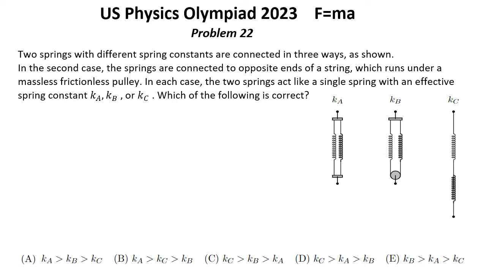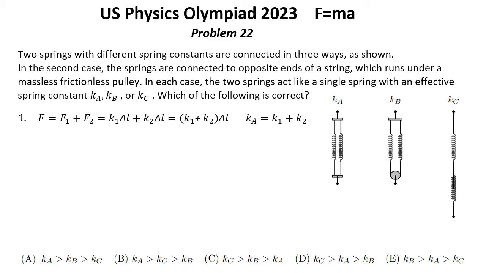Solution for problem number 22. Let the springs have spring constants K1 and K2. In the first case, the forces of the springs simply add. So we have F equals F1 plus F2, which is equal to K1 delta L plus K2 delta L, which is equal to (K1 plus K2) delta L, or effective spring constant Ka equals K1 plus K2.